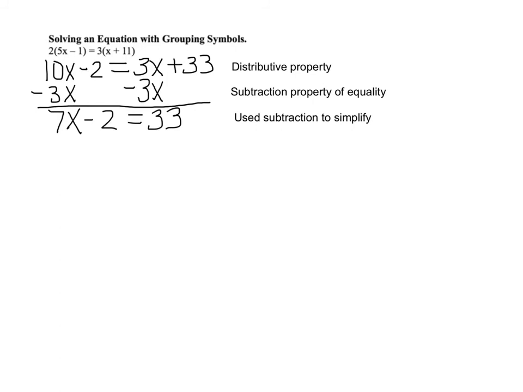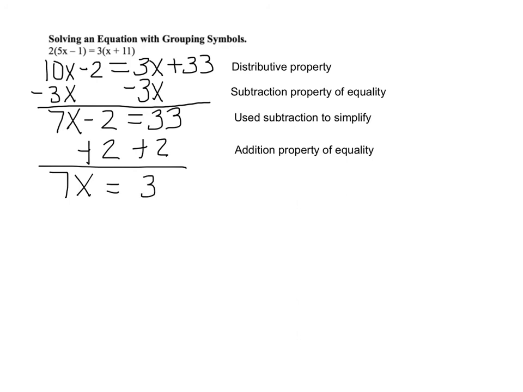All right, the next step is working towards isolating that variable. We want to get 7x by itself. So we're going to add 2 to both sides, which is the addition property of equality. So we have 7x equals 35. We used addition to simplify.